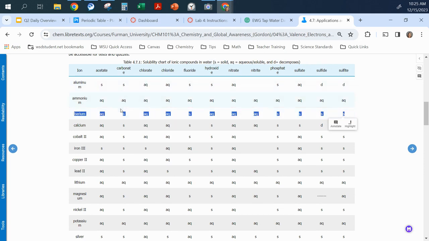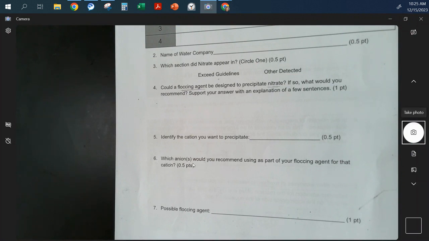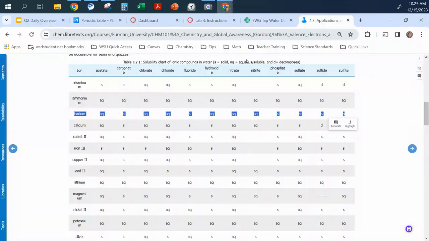So it looks like it would precipitate with carbonate, fluoride, phosphate, sulfate, sulfide, sulfite. So which anion would you recommend using as part of your flocking agent? You're going to pick something that would make barium precipitate. Does that make sense? Okay.